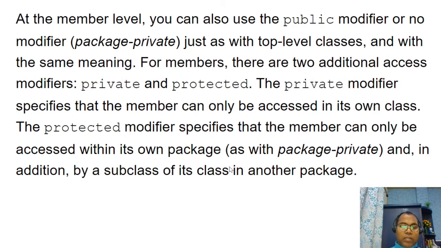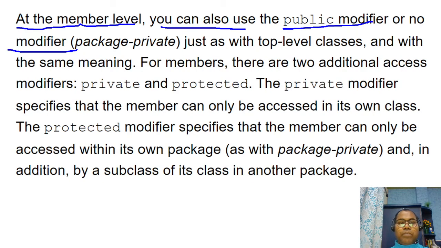And let's get to the next level, the member level, after the class level. That was the class level. Whenever you declare any particular class as public, that means this class is accessible anywhere. And now let's look at the member level. You can also use the public modifier or no modifier. Whenever you are not specifying any modifier, that looks like package private. This is private within that package, just as a top level class.